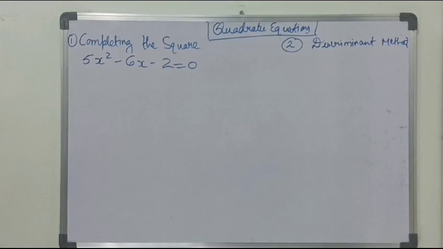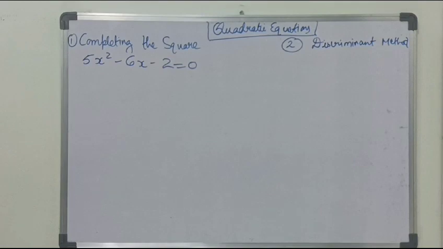Today we will be dealing with the completing the square method and discriminant method. In the previous videos we have seen what a quadratic equation is and how to solve the quadratic equation by splitting the middle term. The method is also known as the factorization method. Today we will be dealing with the completing the square method.